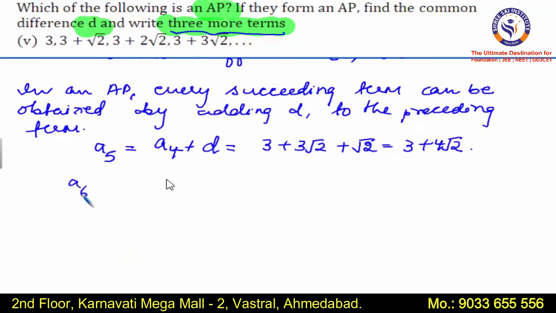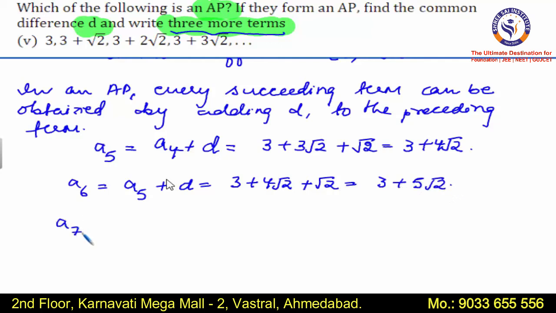Now let us find the 6th term, which is equal to the sum of the 5th term and the common difference. This is equal to 3 plus 4 root 2 plus the common difference, which is root 2. So this is equal to 3 plus 5 root 2. The 7th term is the sum of the 6th term and the common difference. So we have 3 plus 5 root 2 plus root 2, and this is equal to 3 plus 6 root 2.